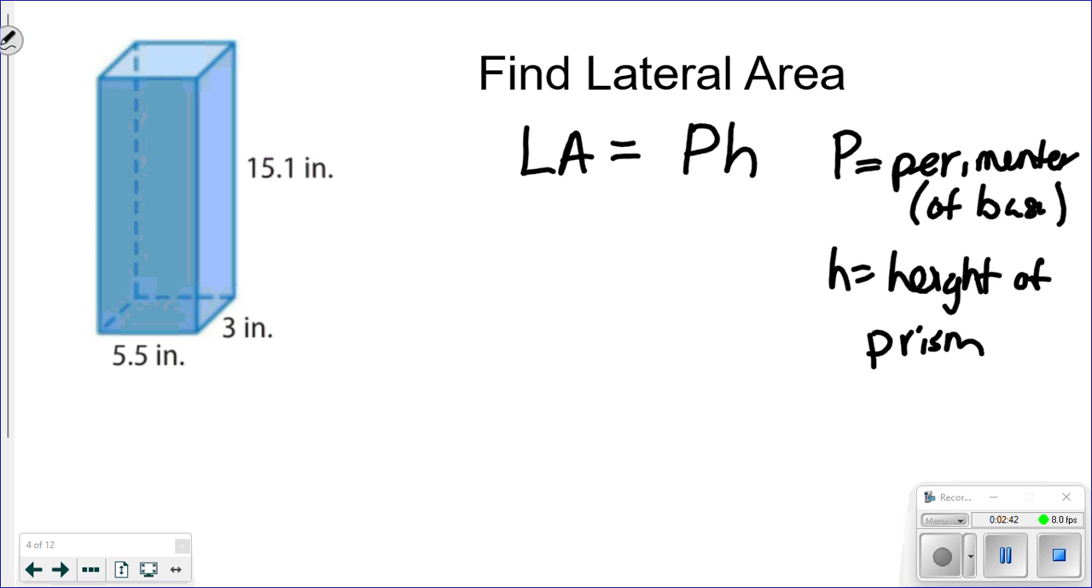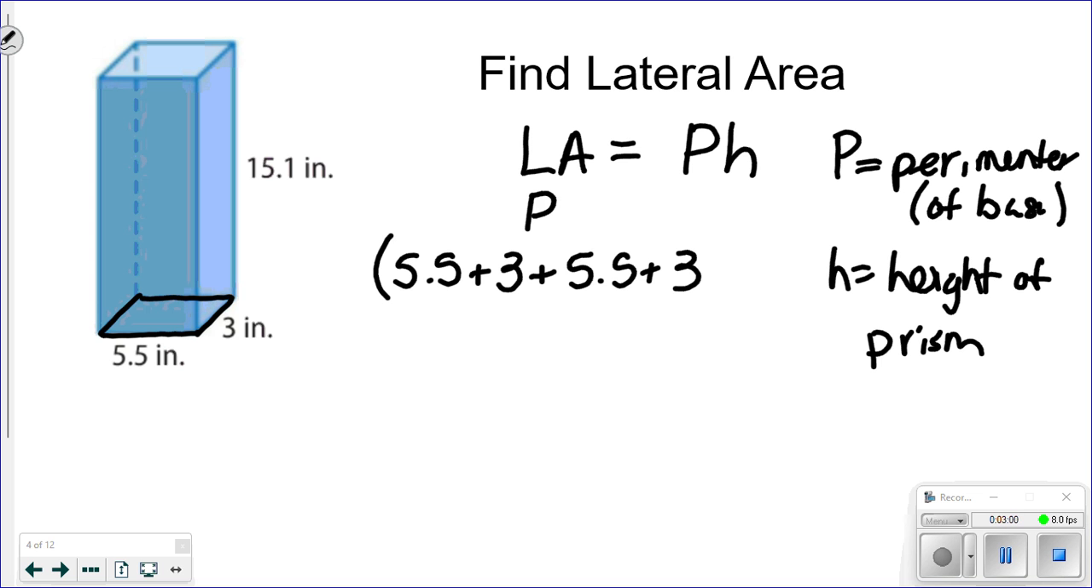All right, so first I'm going to look at my prism, and I'm going to look down here because this is the perimeter, and this is what I'm going to add together. So it's going to be 5.5 plus 3 plus 5.5 plus 3. This would be my P. So the first thing I'm going to do is add them all together, and I get 17. So my P is 17.